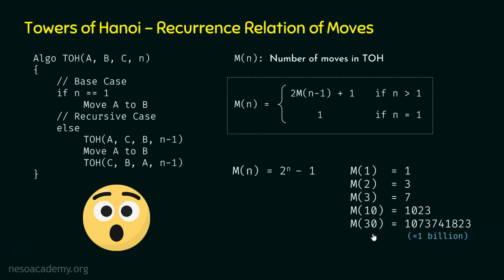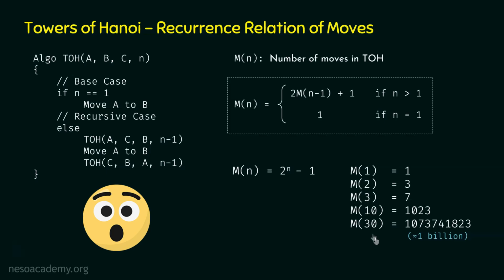Just imagine the number of moves at this point. It is so huge. If one move takes 1 second, then it will take 1 billion seconds to transfer 30 disks from one peg to the other without violating any rule of Towers of Hanoi. Then you can imagine that 1 billion seconds is how much? It is nearly 32 years.